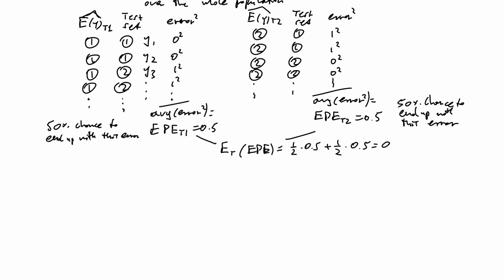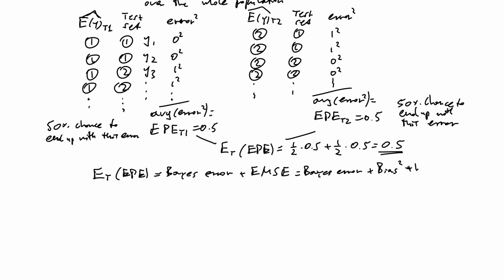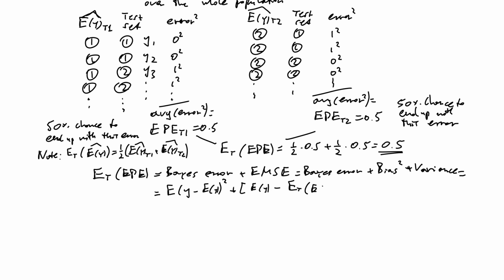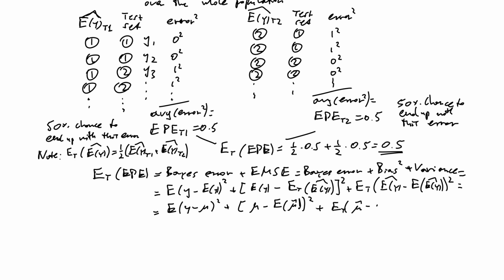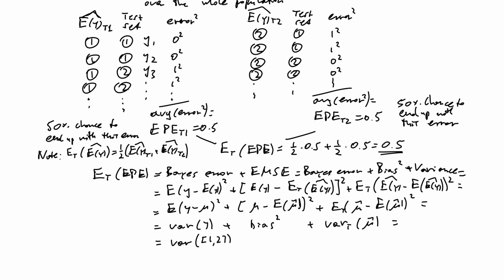The expectation of the expected prediction squared error we can decompose into the expected mean square error, which is Bayes error plus the bias squared plus the variance. Note that the expected prediction is a half of 1 and a half of 2, which is 1.5, exactly the same as the population mean, which means that our estimator isn't biased for the mean. We end up with 0.5 expected prediction error.